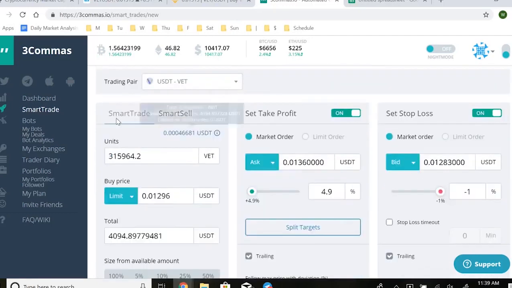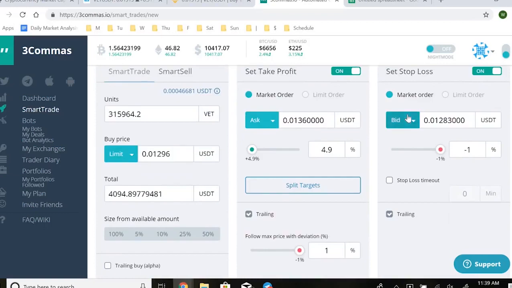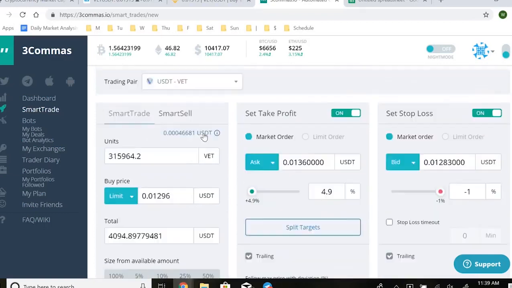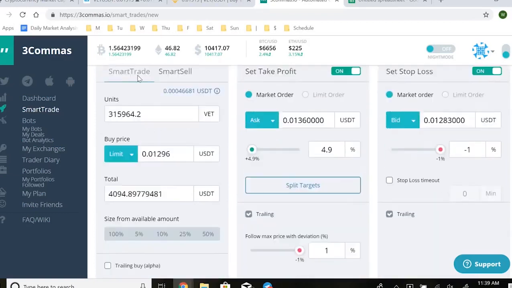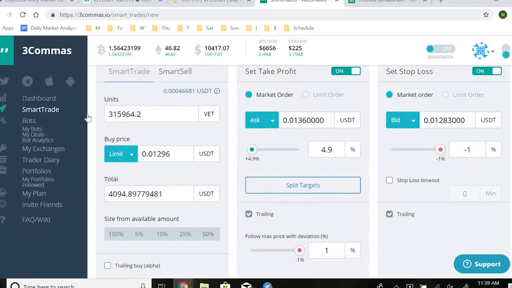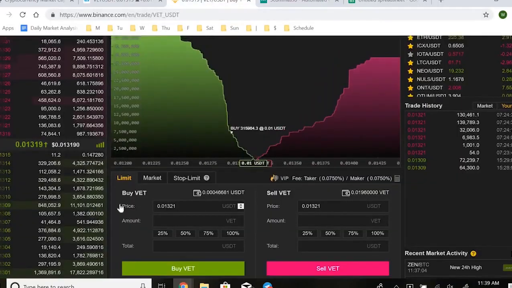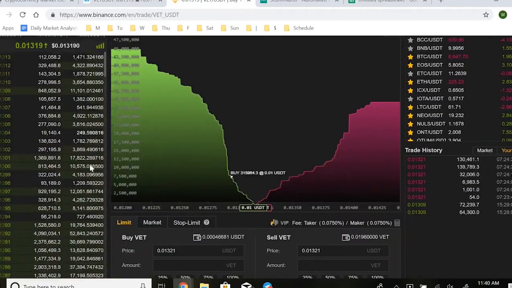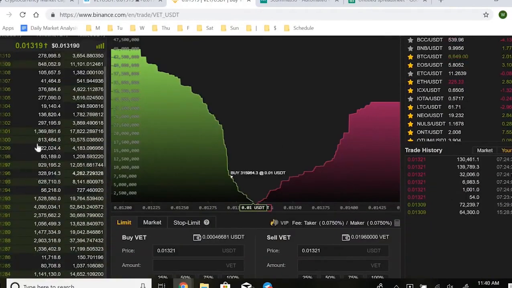And then you come down here to these three little panels. So you have smart trade, smart sell, set take profit, and then set stop loss. So starting off with the first column, we're just going to focus on this. Smart trade is basically to buy, and smart sell is to sell. So first off, VET, the amount of units, so the amount of VET tokens, the buy price, so a limit order, I set it at 1296, and again, we identified 1296 because if you come back in here, we've identified 1296 as being a quality buy order.